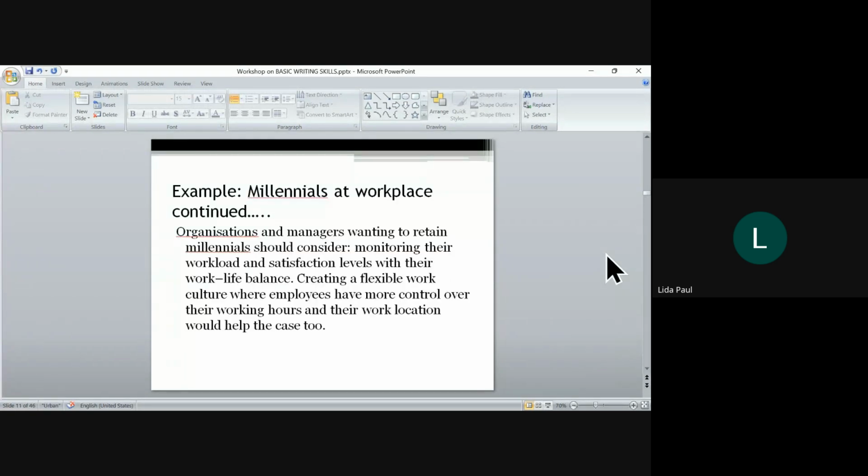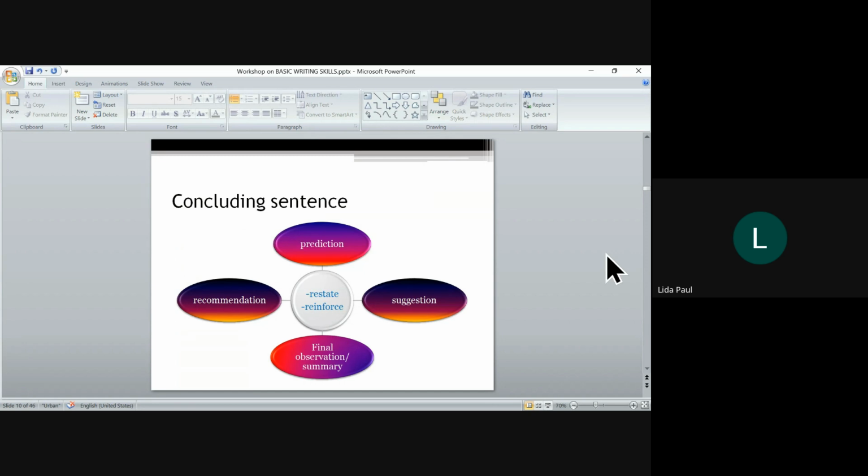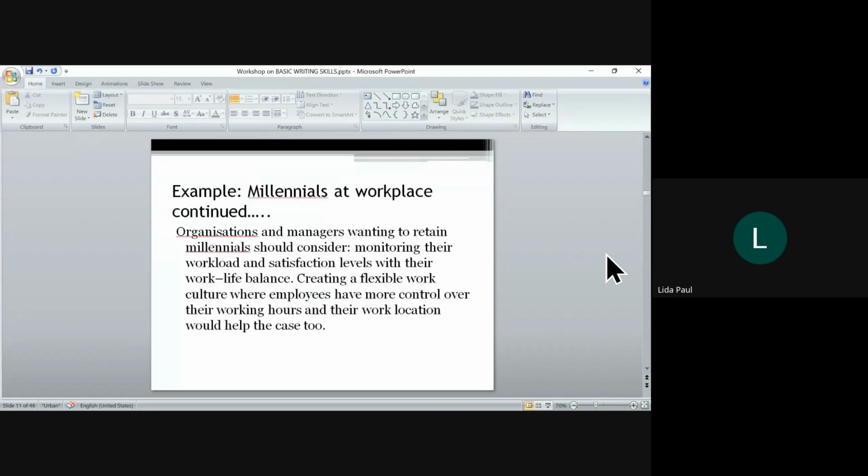Okay, so again, here is an excerpt just to show you an example of how this particular topic that we looked at, millennials at workplace, can have a concluding sentence. Can you read through and tell me what kind of sentence this is from the choices we have so far? So we had prediction, recommendation, suggestion, final observation, summary, right? What do you think these sentences are doing? Are they doing any of these, or are they a different kind of concluding sentence? Just read it and tell me.